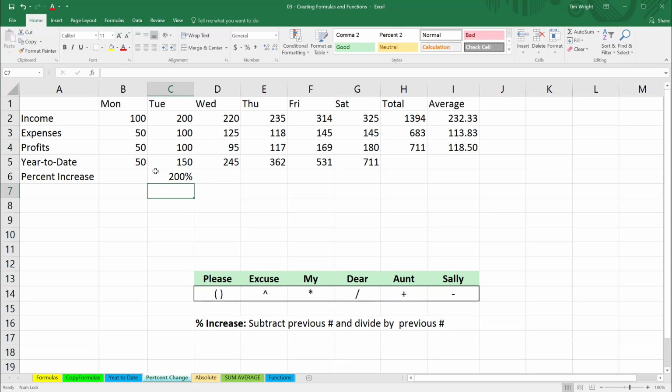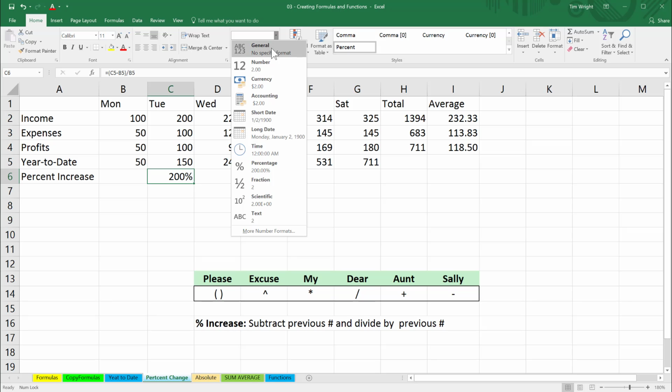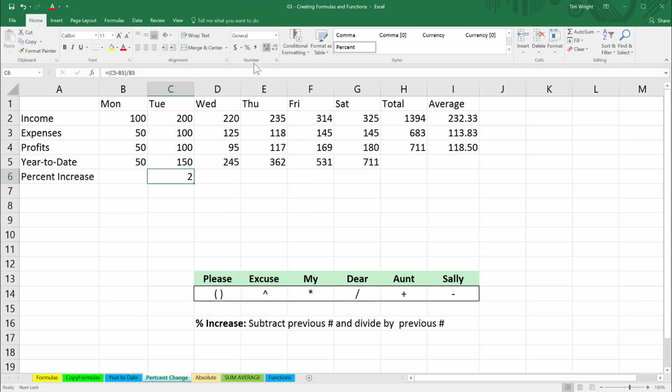From 50 to 150 is 200%. Now, if I didn't have that as a percent, I'm going to change it back to general formatting. We'll cover this later. You can see you just simply get the number 2. But as a percent, and this time I'm going to click on the little percent icon right here. As a percent, that's represented as 200%.